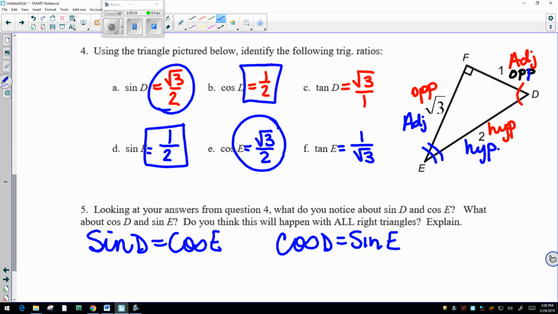One other thing we didn't notice, but take a look at your tangent ratios. Your tangents are just reciprocals of each other. So it says, do you think this will happen with all right triangles? Well, keep in mind why this is happening. When you pick a different angle, one was angle D, one was angle E, as soon as you switch the angles, the sides switch. So as soon as your sides switch, then your ratios are going to switch. So yes, this is always going to happen with all right triangles. So here's a yes. And our reason? Our sides will be switching when we change the angles.